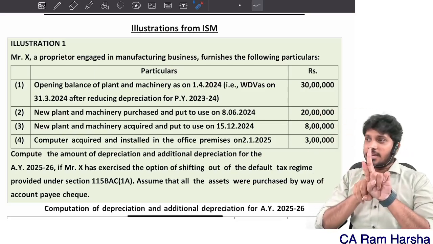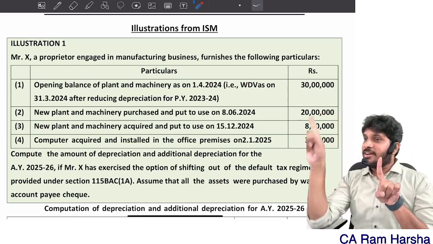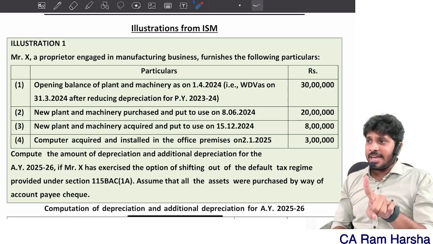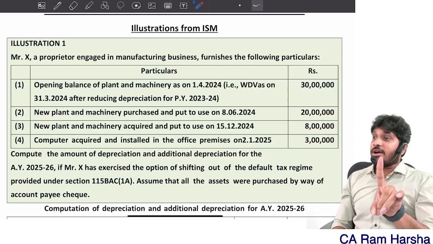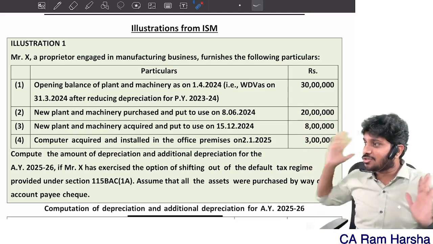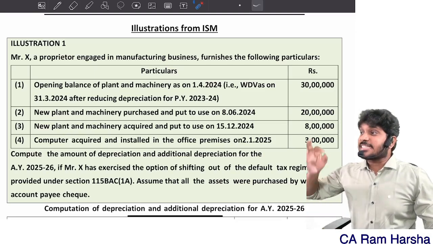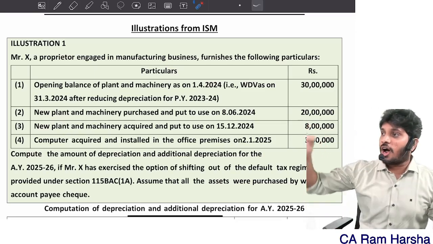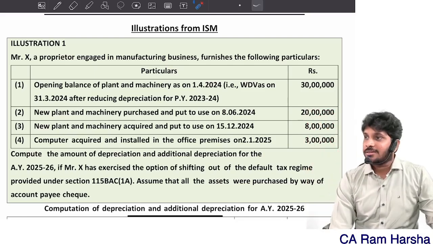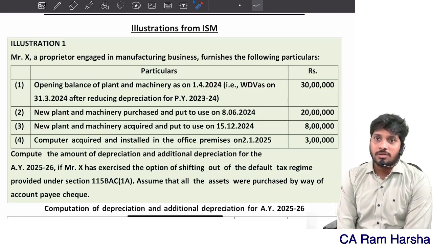Year 1 I got the asset, not installed, 0. Year 2 I installed and used it for less than 180, 10. Year 3 I will get the balance 10. Year 1 I acquired and installed in year 1 only, less than 180, 10; year 2 it is 10. Year 1 only I acquired and installed, used it for more than 180, then year 1 itself directly 20. Understood? Additional depreciation is computed irrespective of whether or not normal depreciation is computed. Clear?